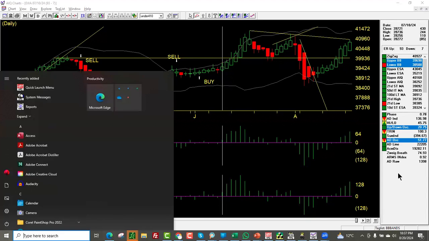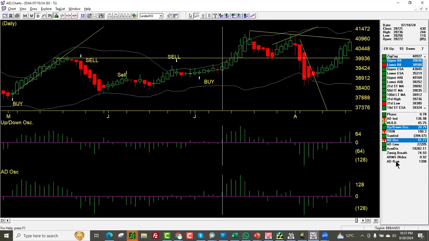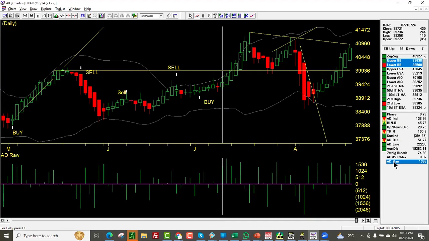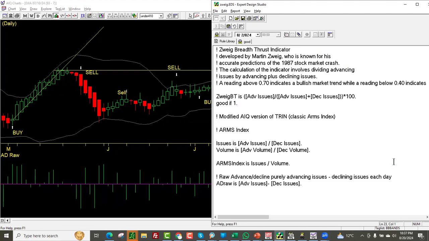So one last thing in here, so we've looked at the Arms Index earlier. I just wanted to show you this is the advanced decline raw. That's the one thing that I just wanted to put up here because some people actually use this, just for a snapshot, in determining if there's something unusual going on out there in the marketplace. And let me just show you this in Expert Design Studio here. I just created a raw advanced decline, purely advancing issues minus declining issues each day.